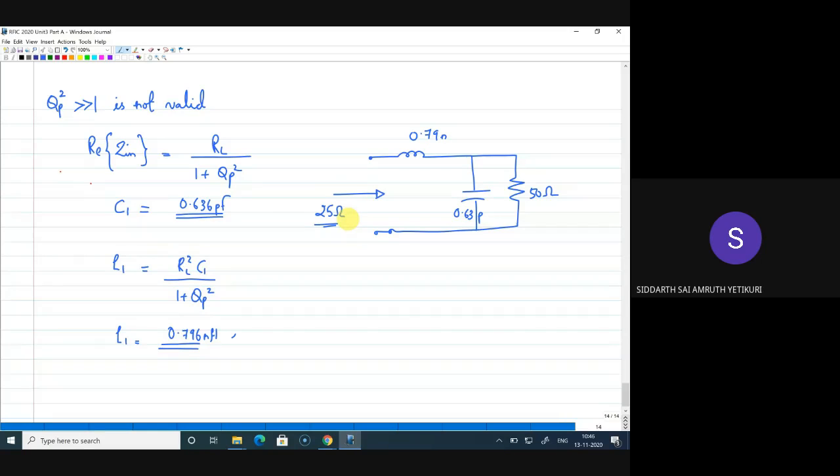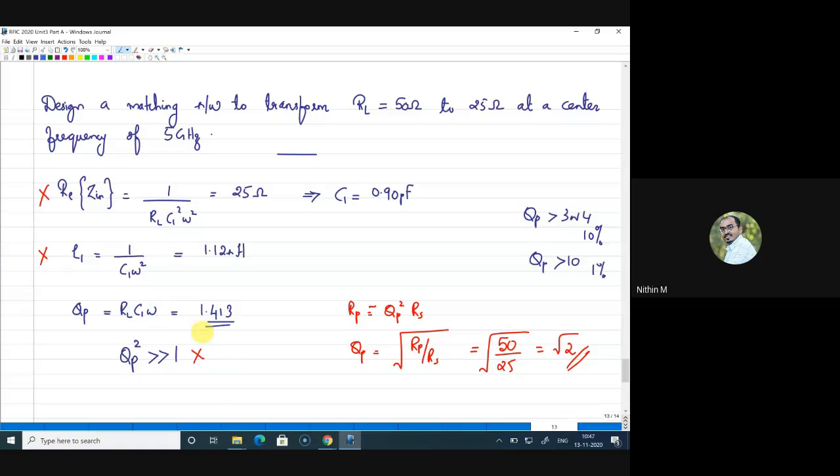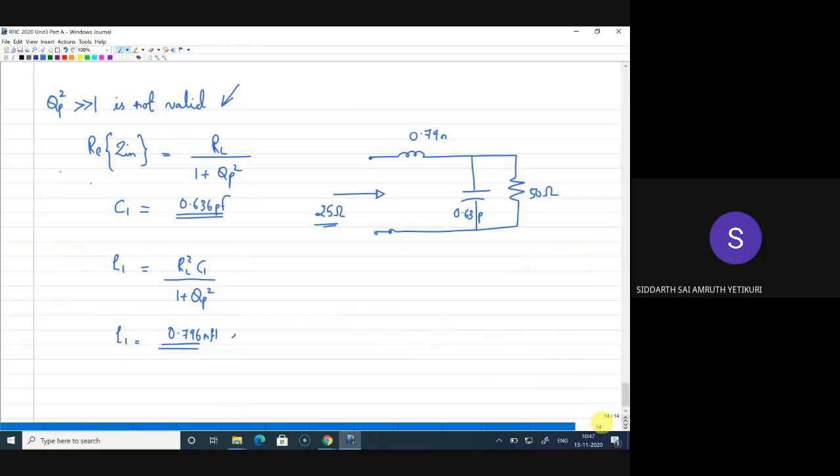Okay. So then how are we achieving that assumption of Qp square very much greater than 1? No, it is not greater than 1. Qp square greater than 1 is not valid. That is why I have taken this, right? Our Qp value is very close to 1. It is 1.413. Okay, thank you, sir. I hope that is clear.